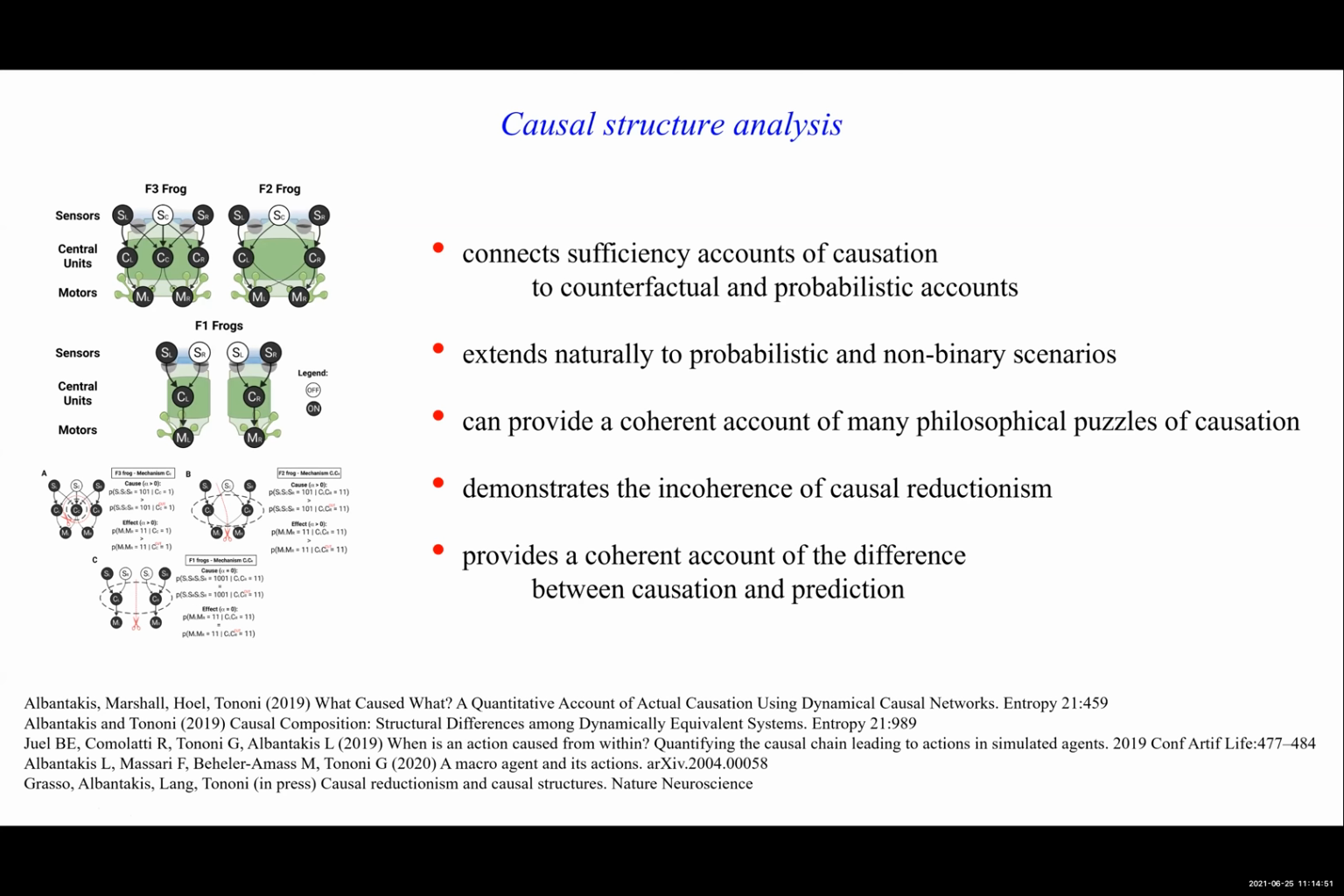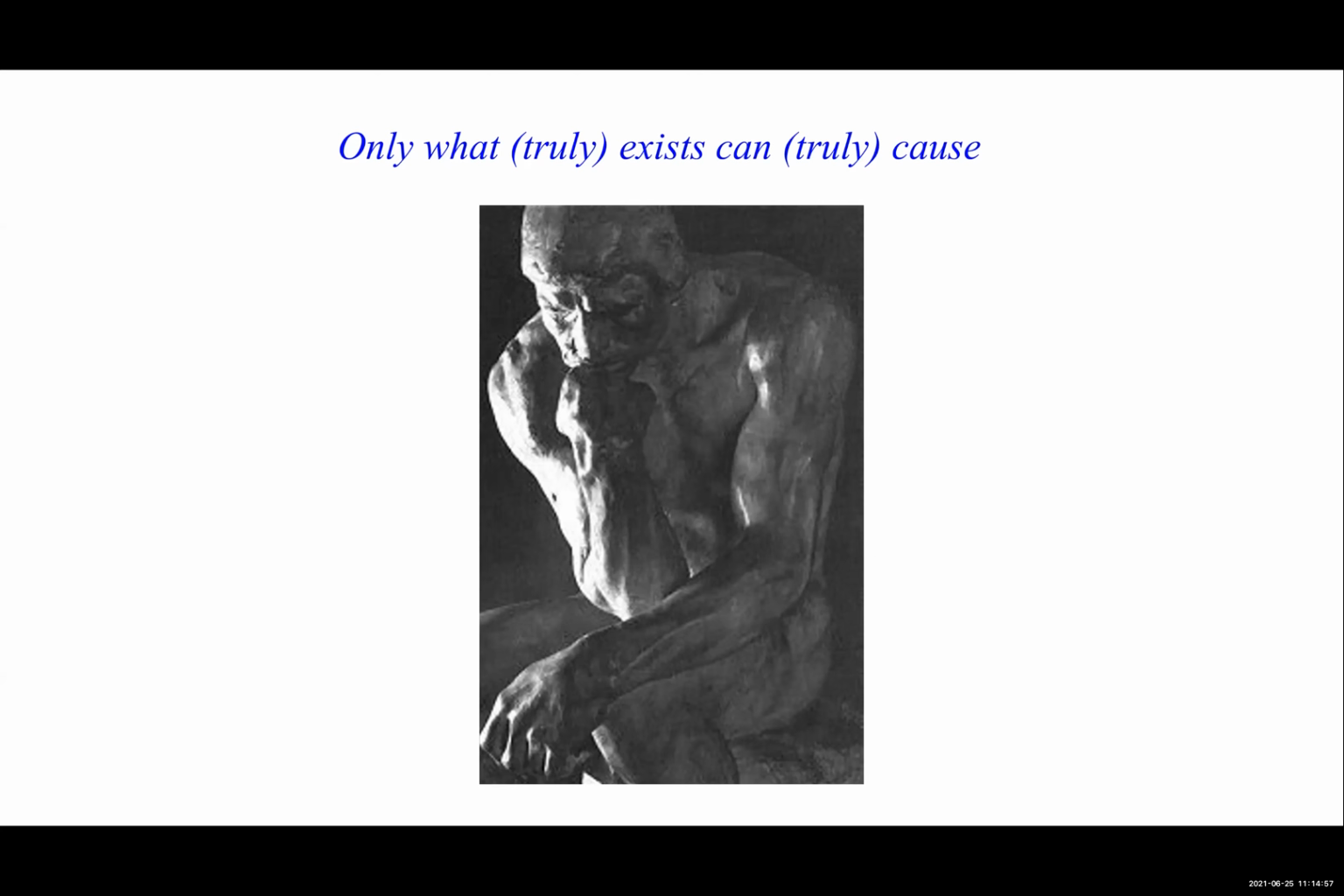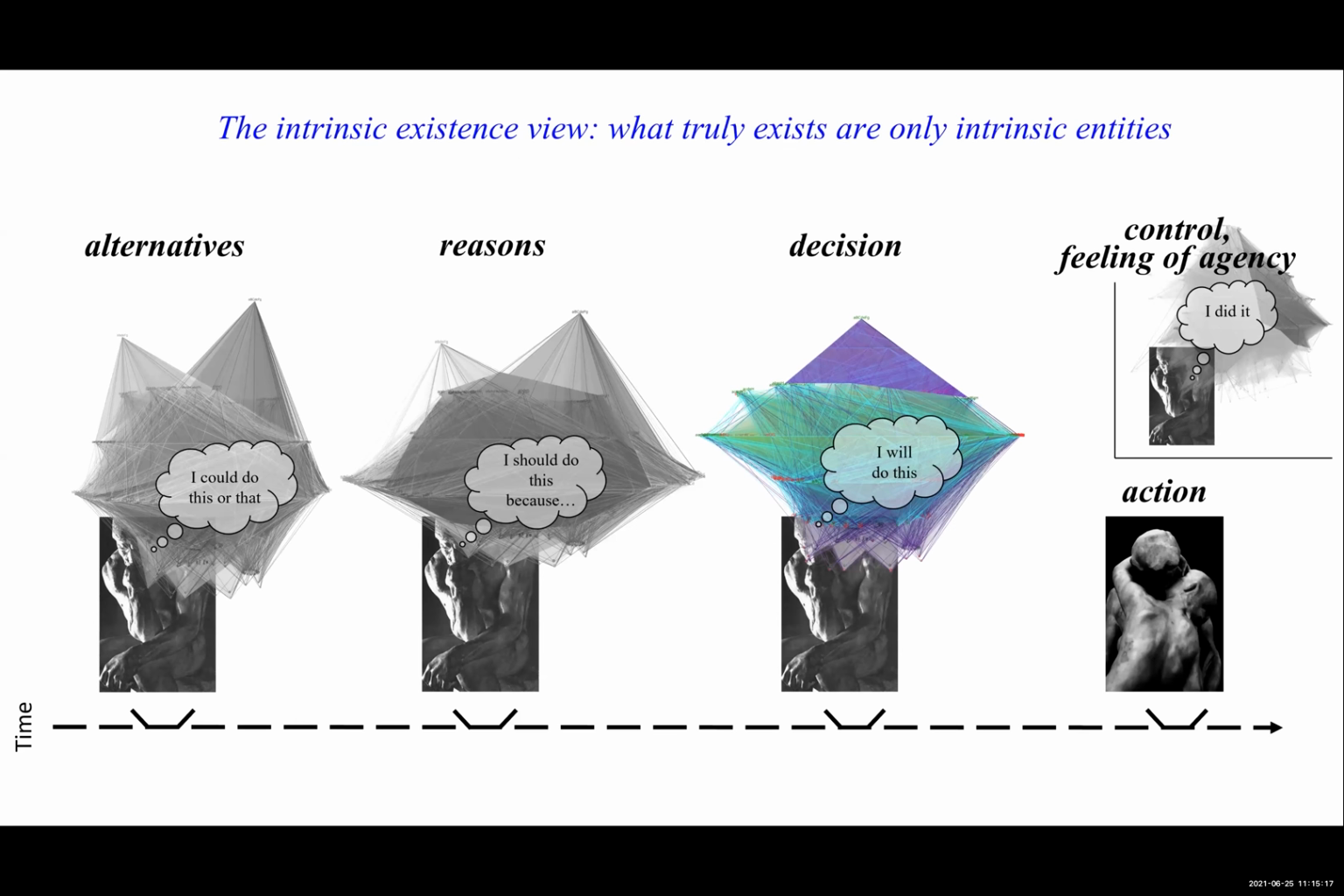I won't go into that now, but it'll come back when we get to the final point about free will. And that is the sentence that captures the most important implication, which sums together the ontology and the causal structure analysis: only what exists can cause, where of course I mean truly exists as an intrinsic entity. Only what truly exists can truly cause. That's the final real message of the IIT approach to consciousness and its implication for free will.